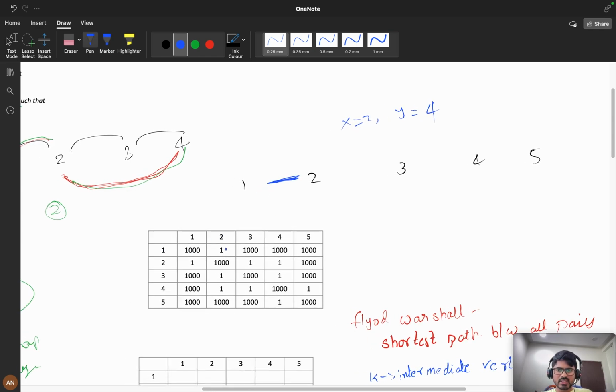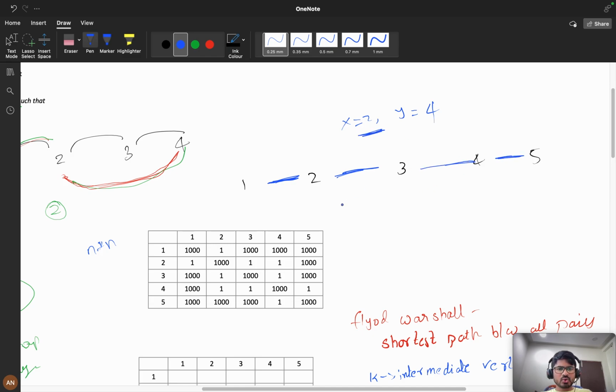So 1 to 2, my length is 1. I will fill this matrix. I will make an n cross n matrix, and then I will fill 1 to 2, and 2 to 3 is also 1. 3 to 2 is also 1. 3 to 4 and 4 to 5, these are all 1.